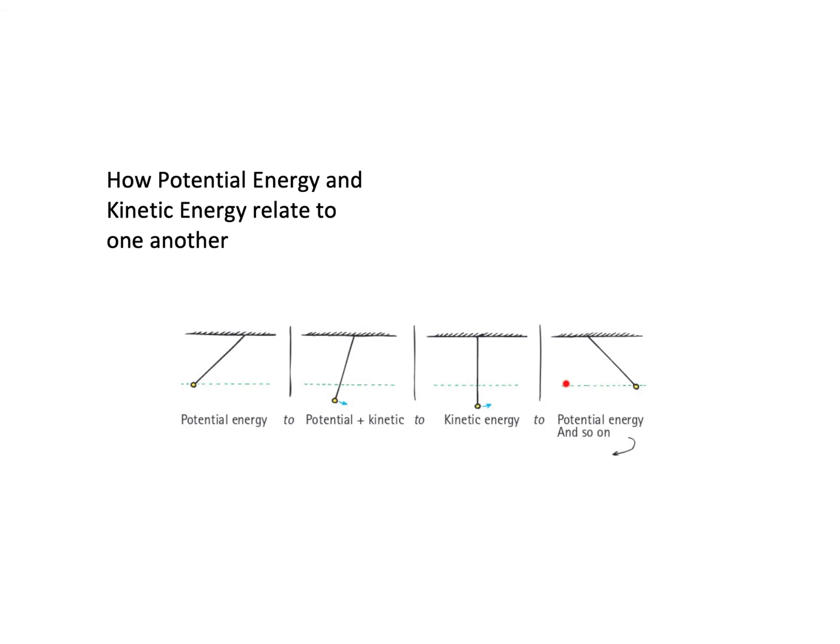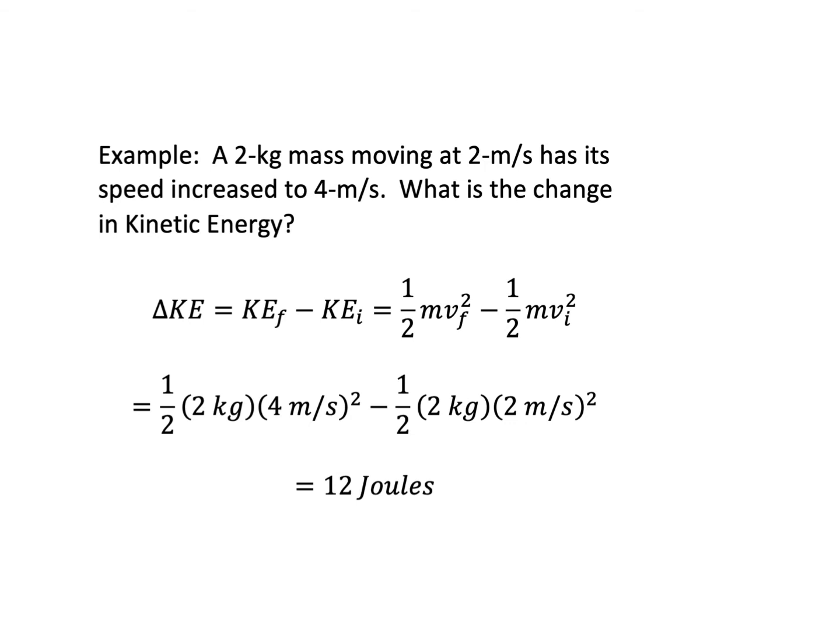Now, if there were no friction, no air resistance, that would keep happening forever and ever. But of course, in the real world, there is friction. So eventually it slows down a bit. It doesn't get quite as high. And then over time, it just kind of settles back down to its equilibrium position. Let's look at another example.